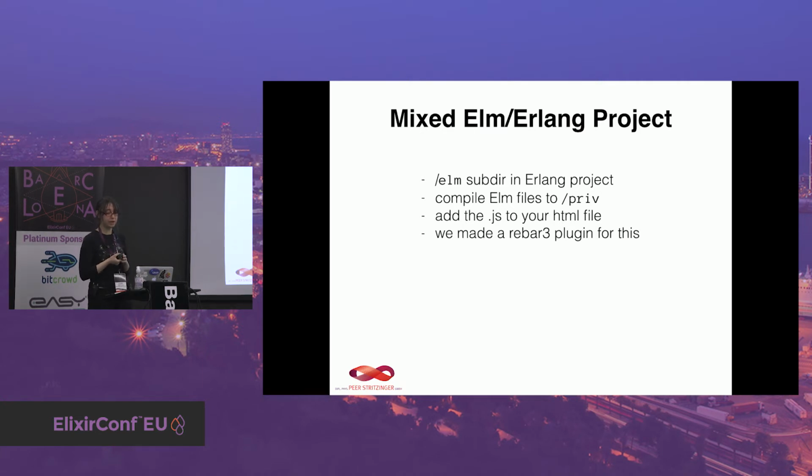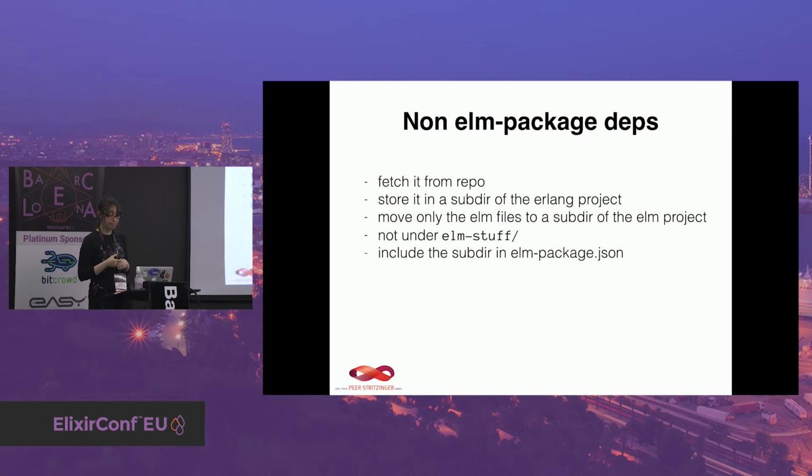We just have an Elm subdirectory in the Erlang project, and then we compile the Elm files to priv, and then we just add the JS to your HTML file, and that was it. And we made a rebar3 plugin for this, so it's pretty convenient.